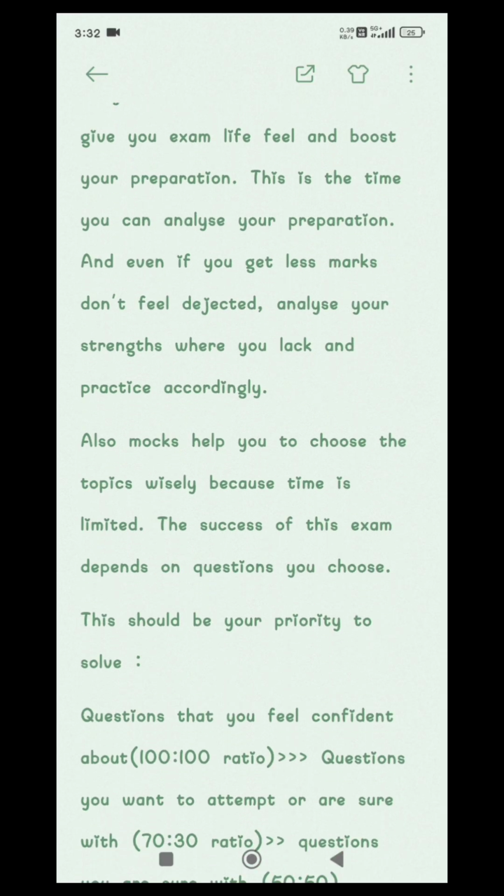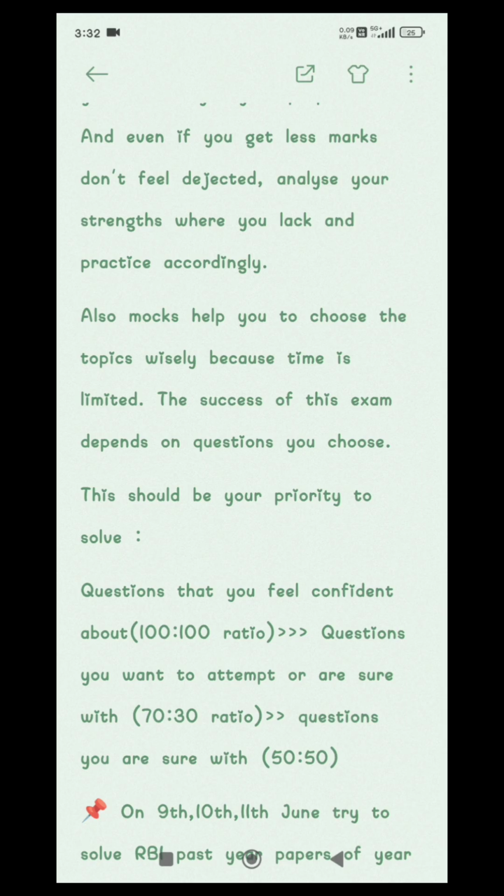Mocks also help you choose the topics wisely because time is limited. Now this is very important. In 25 minutes you have to solve 30 questions. It is not necessary to solve all 30 questions, and it is next to impossible, because the questions are designed in such a manner that you cannot complete them in 25 minutes. But what matters is the choice of questions you make, because the clock is ticking. 25 minutes at home and 25 minutes at the center are totally different things. The clock is ticking, you are under pressure, also you are in a hurry.